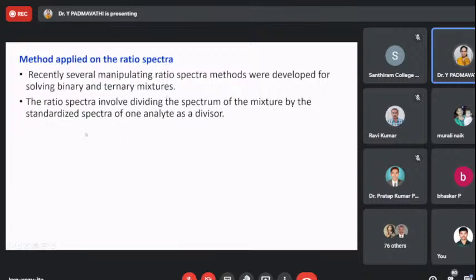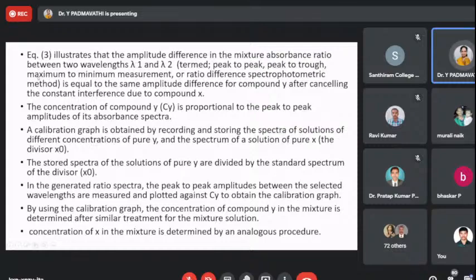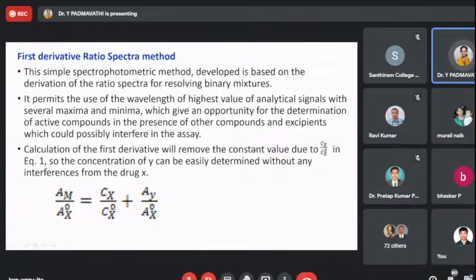Here the basis is that you are nullifying or eliminating the interference of a compound by dividing the spectrum with the standard spectrum of one of the analytes as a divisor. I'll just show that in UV probe. It will be easy. If I speak, it may not be. So this is the most widely used method, ratio. These three methods: the ratio absorbance difference method, RAD, first derivative ratio spectra method, and extended ratio subtraction method.